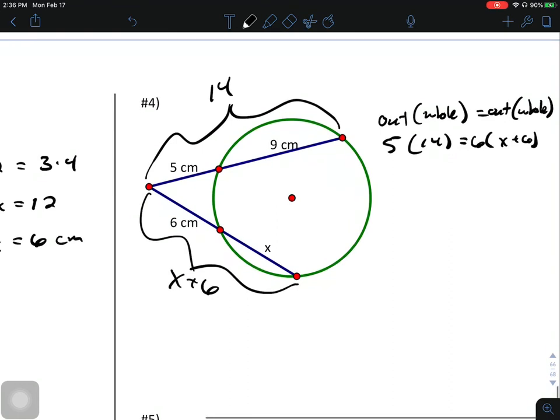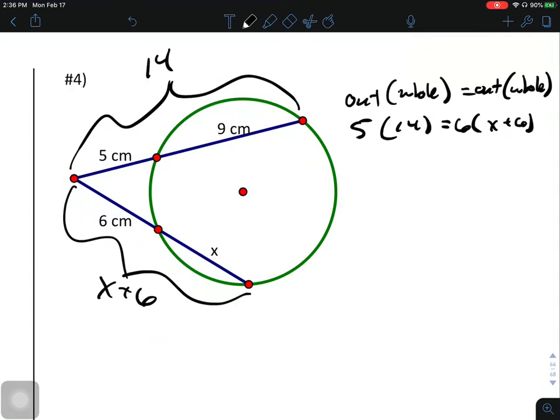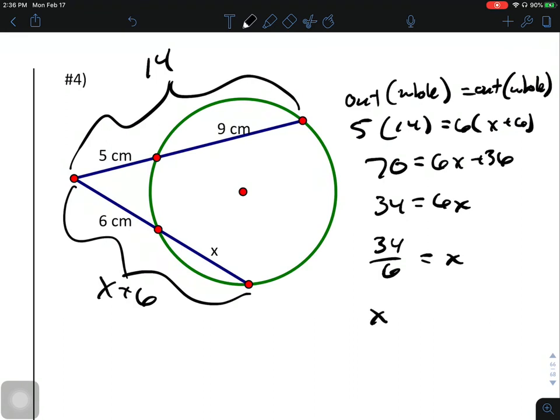Oh, no, we're not. I was wrong. 5 times 14 is 70. I was pretty excited. Distribute the 6, we get 6x plus 36. Subtract 36 from both sides, you get 34 equals 6x. Divide both sides by 6, you get 34 sixths is x. That reduces to 17 thirds centimeters.